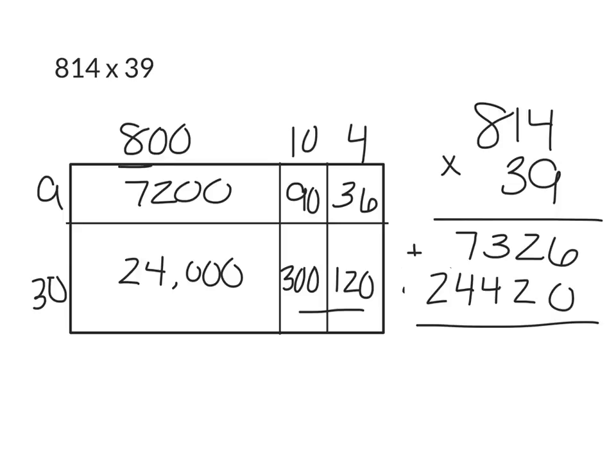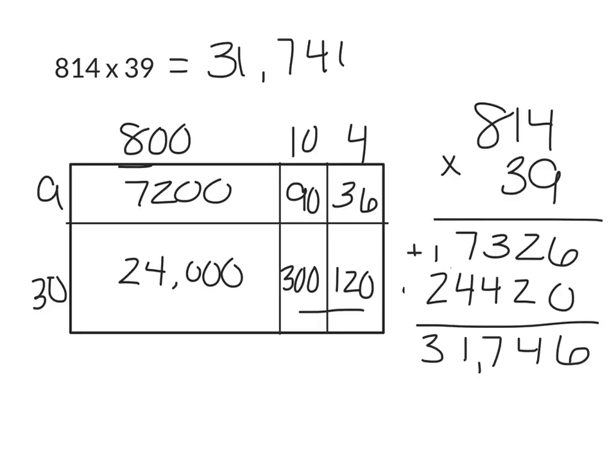6 plus 0 is 6. 2 plus 2 is 4. 3 plus 4 is 7. 7 plus 4 is 11, so we need to be sure to carry our 1. And 2 plus 1 is 3. Our answer then for 814 times 39 is 31,746. Again, we were working in Lesson 6 of Module 2, and our objective was to connect area models and the distributive property to partial products in our standard algorithm with renaming.